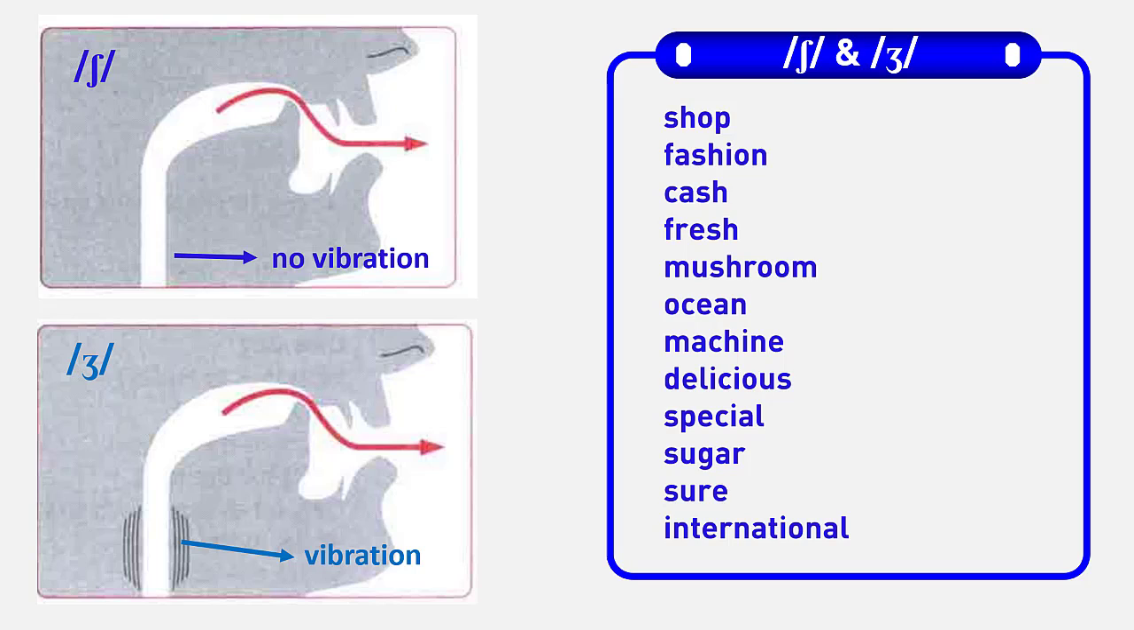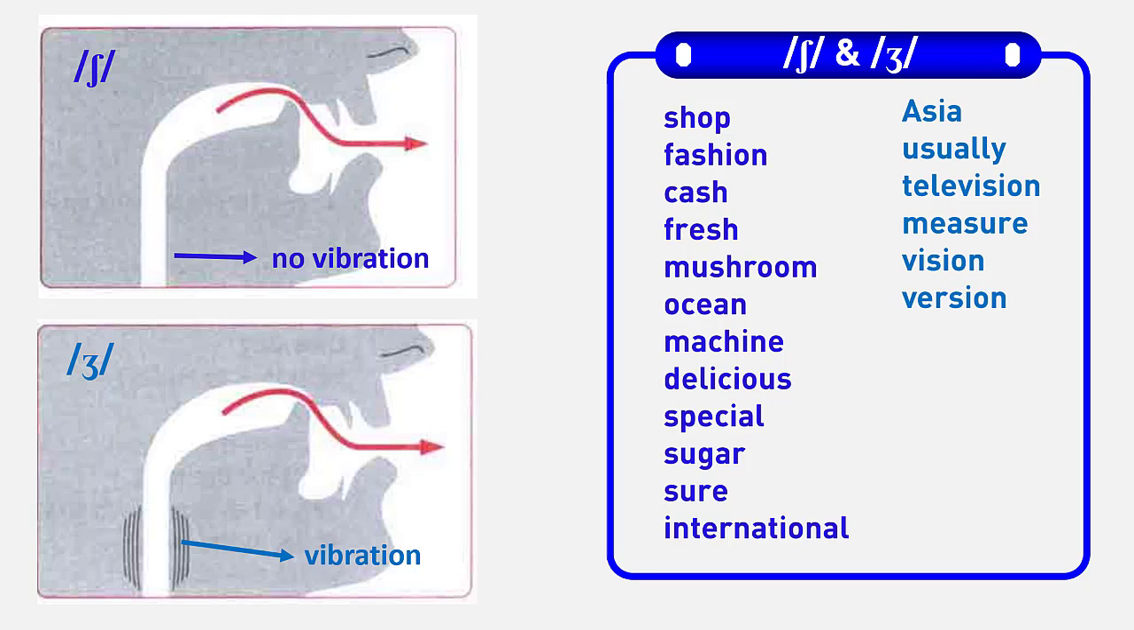Next, we'll look at the zh sounds. Asia, usually, television, measure, vision, version, decision, luxury, pleasure, conclusion.